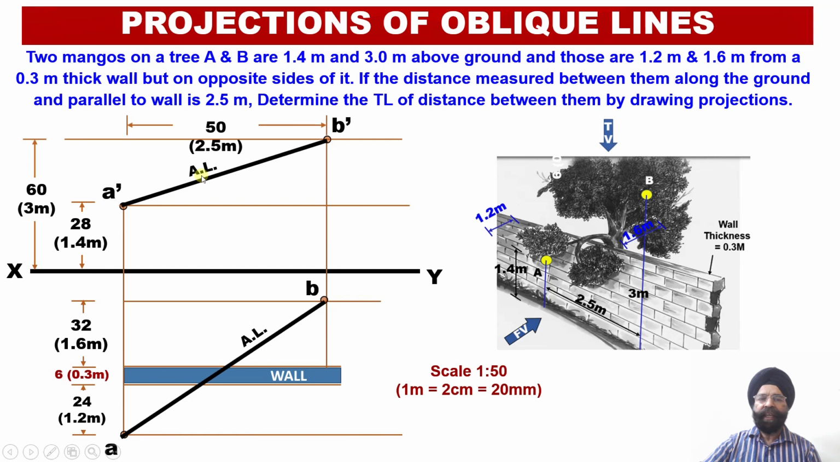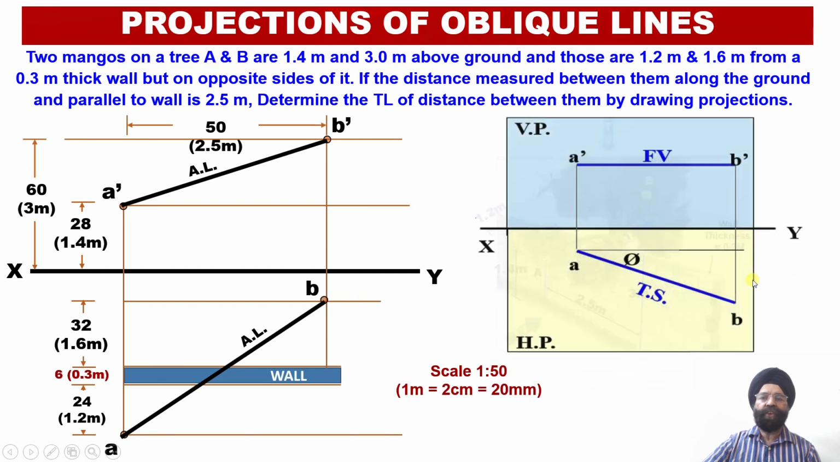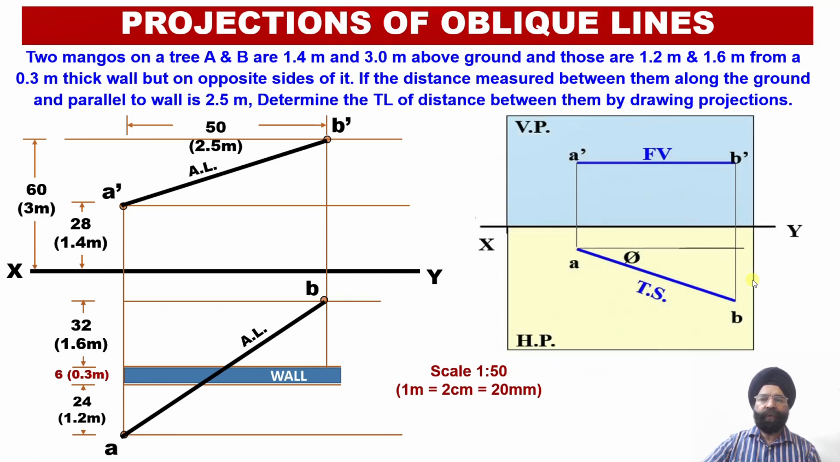of the oblique line, in which A dash B dash is the elevation projection line, AB is the apparent length projection line in the plan, and both of these projections are not parallel to the XY reference line, so they are inclined to the XY reference line. So this is the case of projections of the oblique line. Now we are going to use the fundamentals of rotation of the line in order to evaluate the true length of the distance between point A and point B in the front view as well as in the top view.